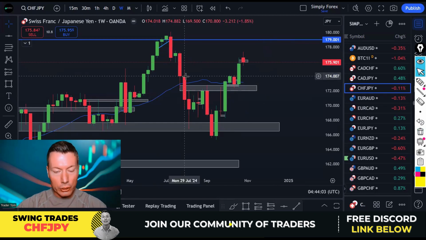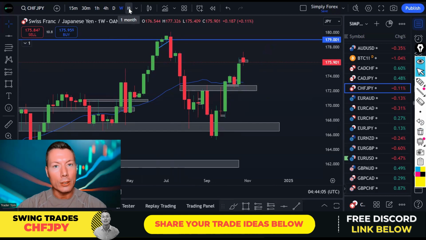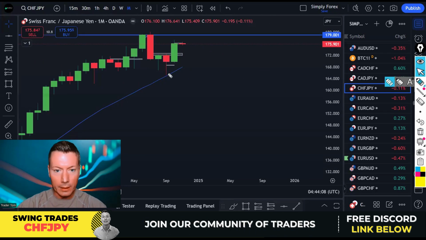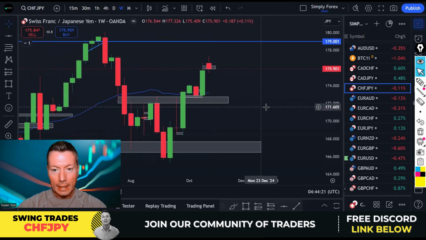And also, guys, if I show you the monthly chart, you'll be like, that's a no-brainer. Let's buy it. Look at that. It's all bounced off this level, touching the moving average 20. Nice big bullish candle, room to move into. All right, so Swiss franc yen is my first buy idea for this week for you swingers out there.